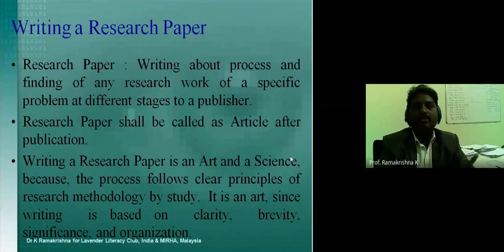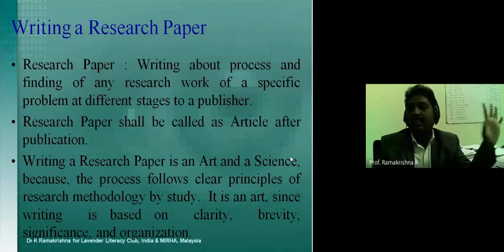It is about the process and findings of any research work of a specific problem at different stages to a publisher. That's what we call a research paper. And a research paper shall be called an article, as I said, once after getting published. Writing a research paper is an art and science. Why is it an art? Why is it a science?